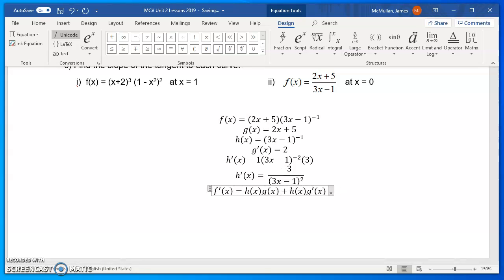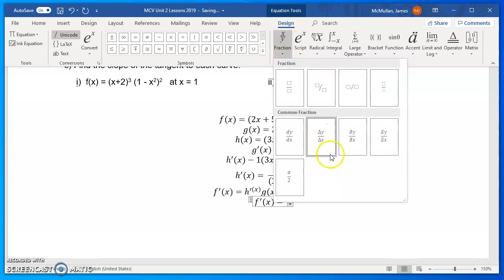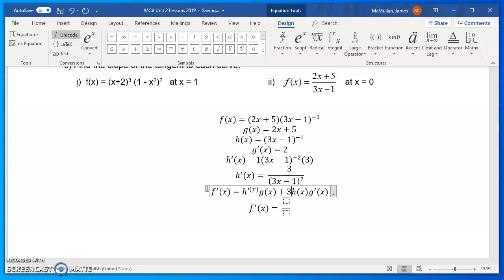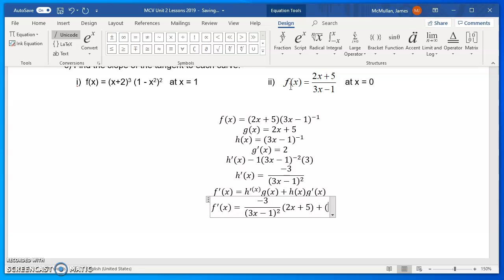Okay, I know the derivative of f would be g prime h plus g h prime, with a different prime on each one. So let's put the prime on the g there and the prime on the h there. And then I write f prime is equal to, and I'm just going to write out all the puzzle pieces that I had. So, a -3 over a 3x minus 1 squared is h prime. Then I have g, which is 2x plus 5. Then I have add, okay, h of x, which is 3x minus 1 in the denominator.